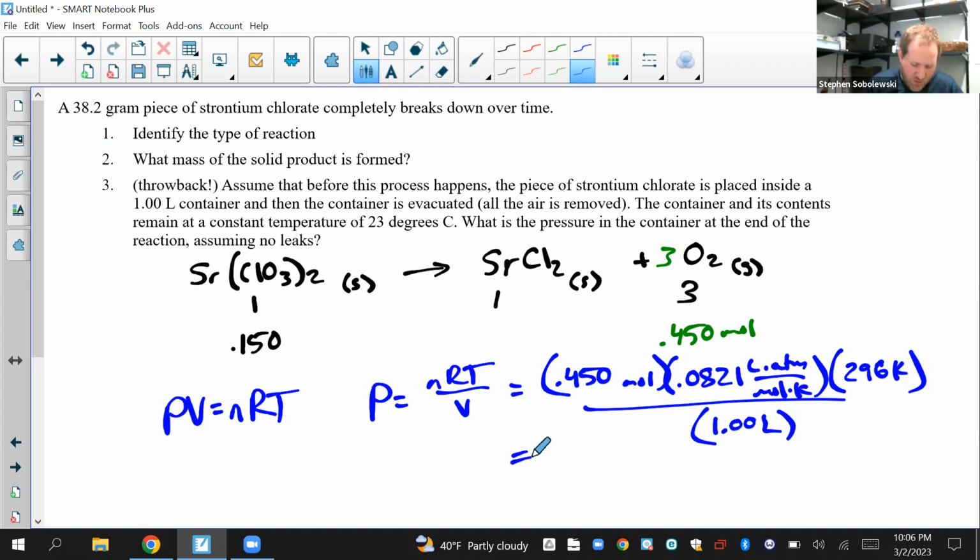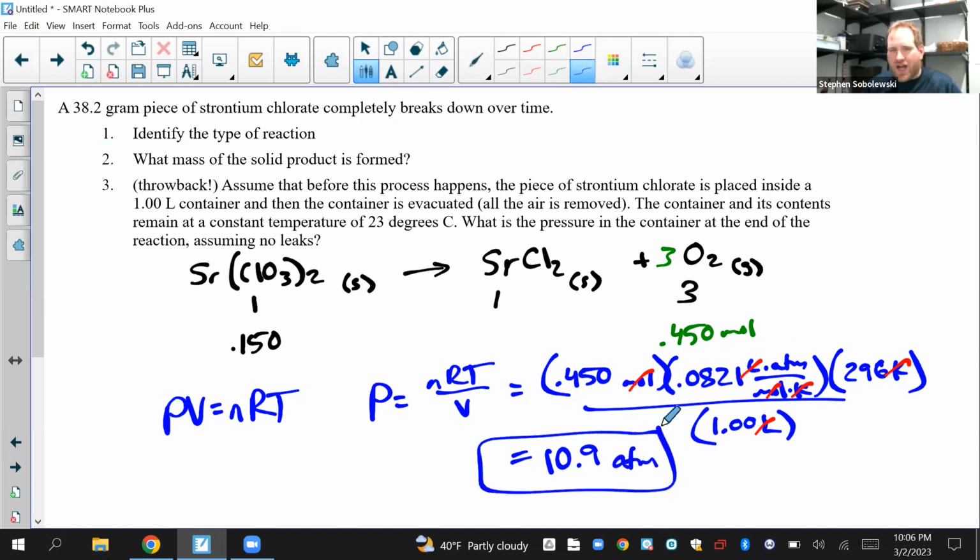0.450 times 0.0821 times 296 divided by 1 gives us a pressure of 10.9. What's our unit? Well, mole cancels mole, Kelvin cancels Kelvin, liter cancels liter. The pressure unit in there is atmospheres, 10.9 atmospheres. That would be quite a high pressure little container there.